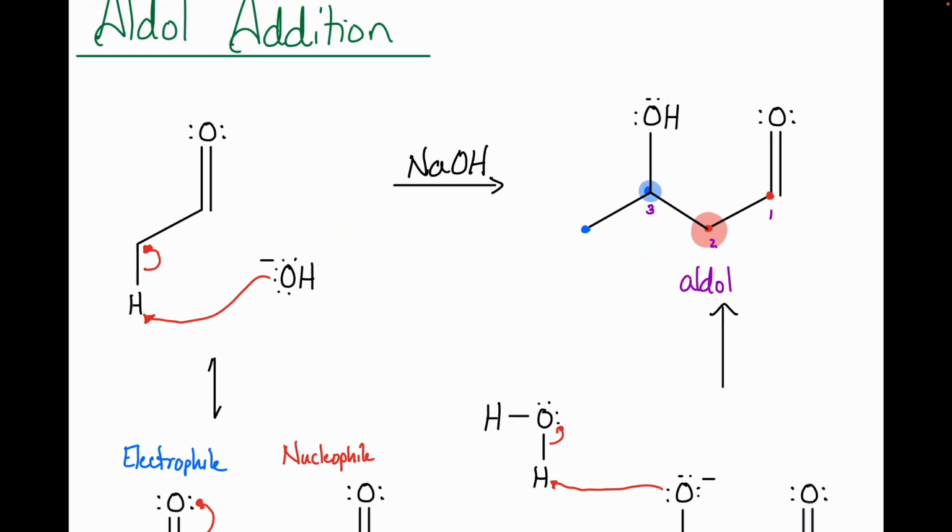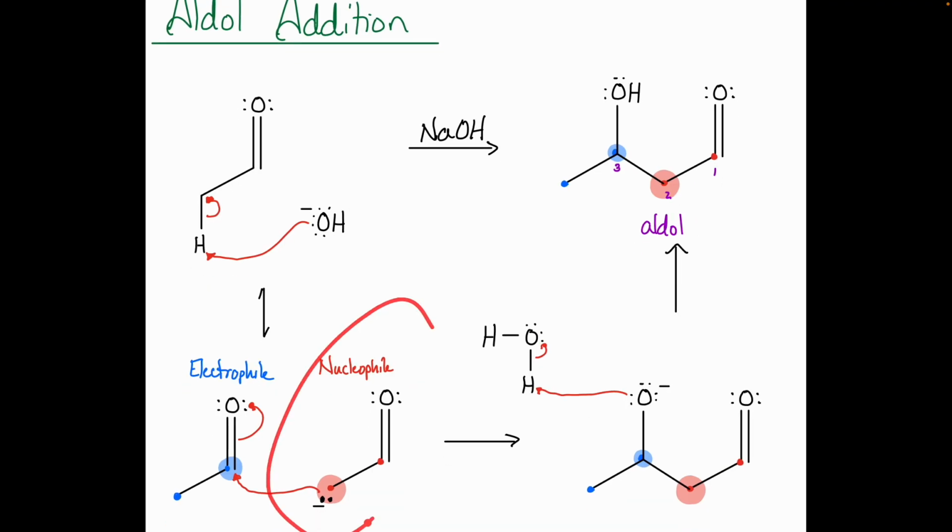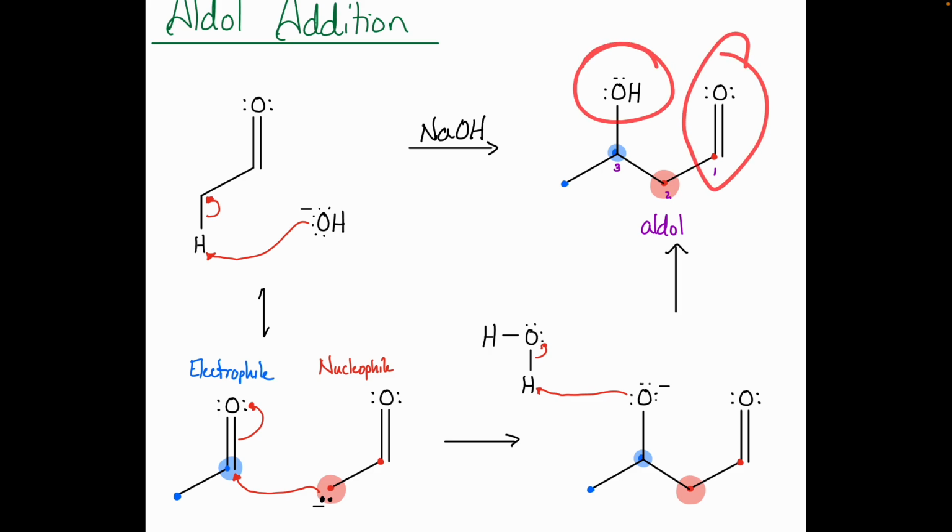So this is our aldol addition reaction. We use our base to create our enolate ion, our nucleophile, and that reacts with another aldehyde that's floating around in our solution as our electrophile, creating this aldol product, an aldehyde and an alcohol in that same molecule. All right, so let's practice this.